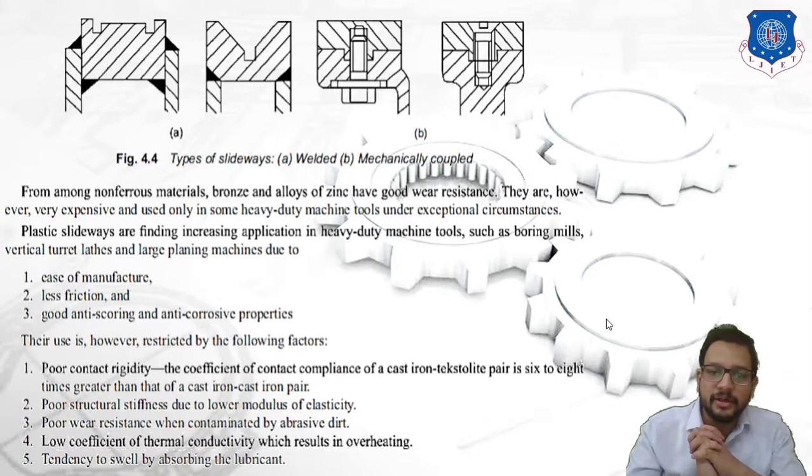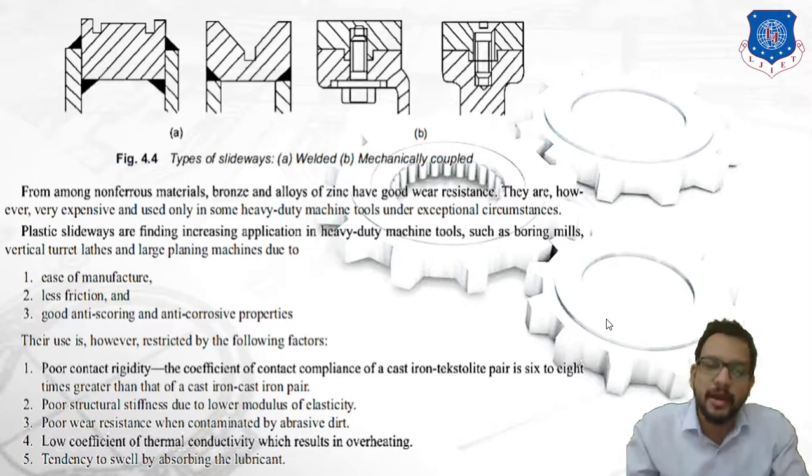Now what are the advantages? Why can we use this? So we can say it provides ease of manufacture. Second, less friction is provided by plastic. And third, good anti-scoring and anti-corrosive properties are provided by plastic. So it is very obvious that corrosion is not going to take place in the case of plastic, and manufacturing will also be quite easier.